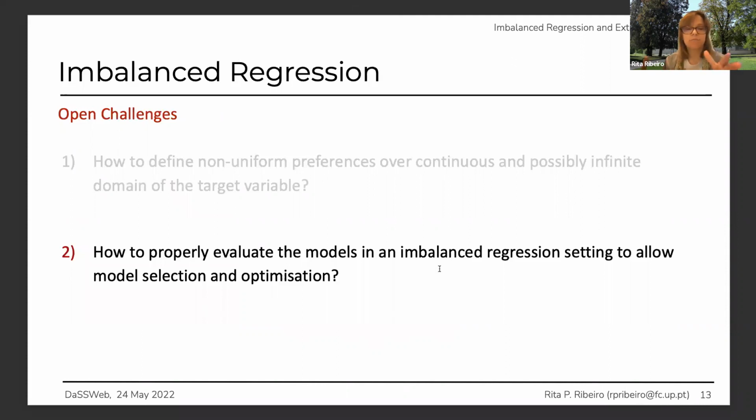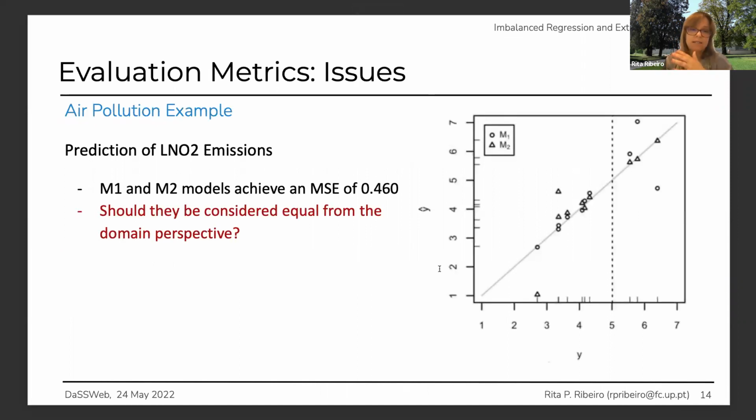So that gives us a tool to define these non-uniform preferences. But now we have another challenge. How can we evaluate the model in such an imbalanced regression context? We would like some metric that allows us to select the best models, but also we would like to embed such an evaluation metric in the process of model optimization. So let's start with the problem of standard evaluation metrics. Back in the same example, I have made two artificial models here, M1 and M2. They are made in such a way that they have exactly the same mean squared error, okay?